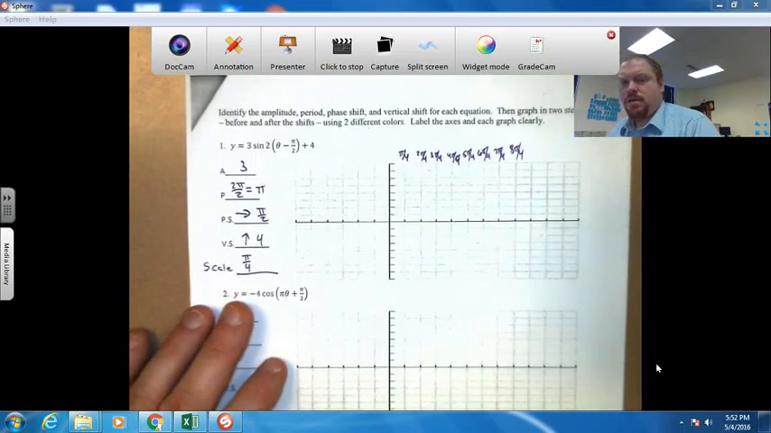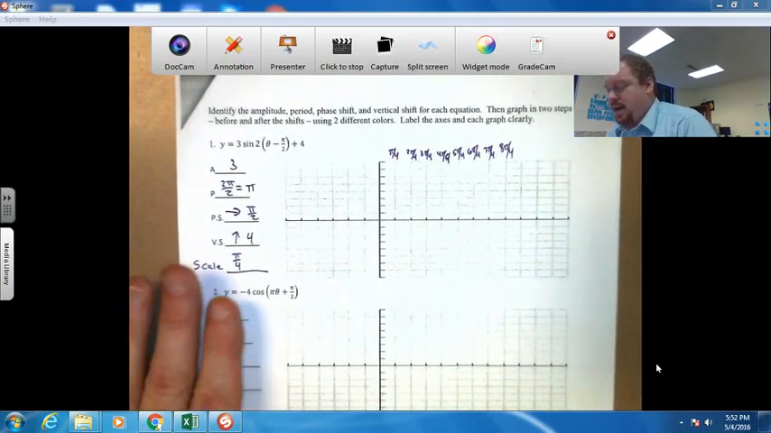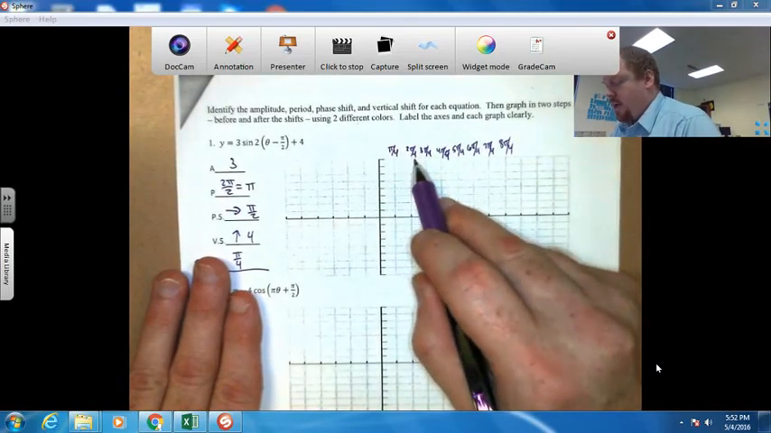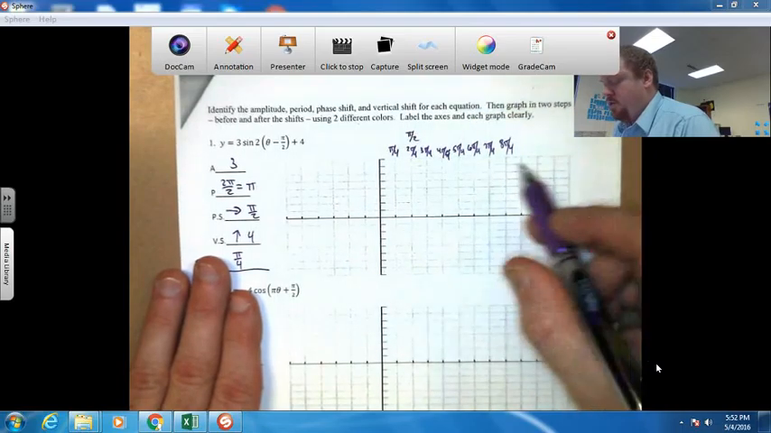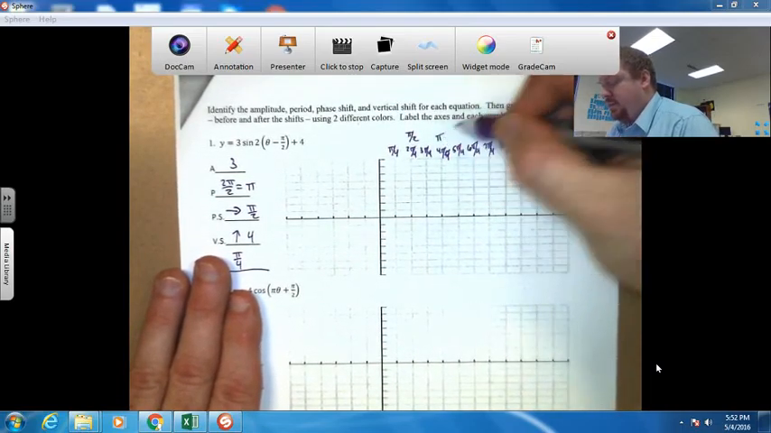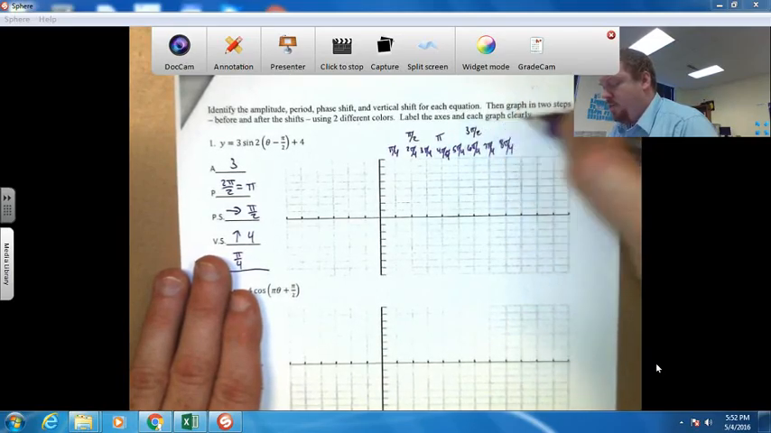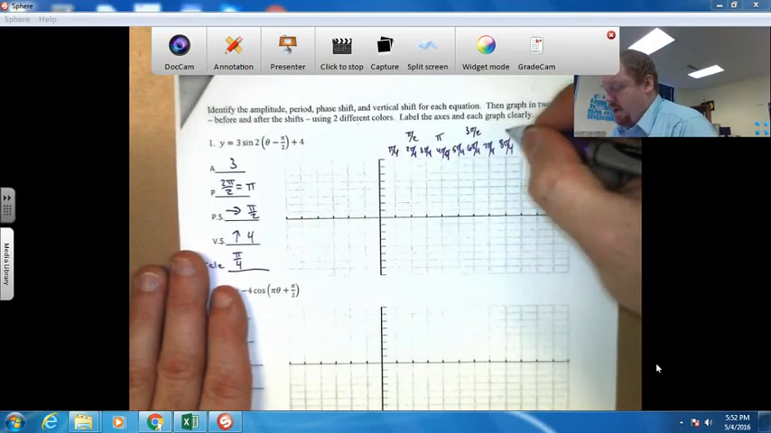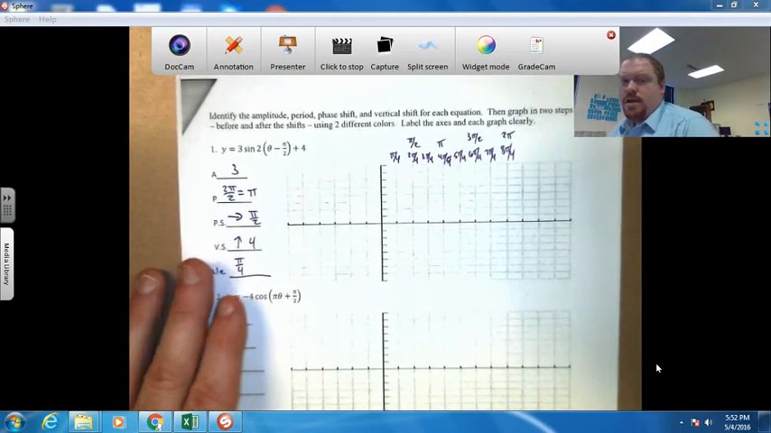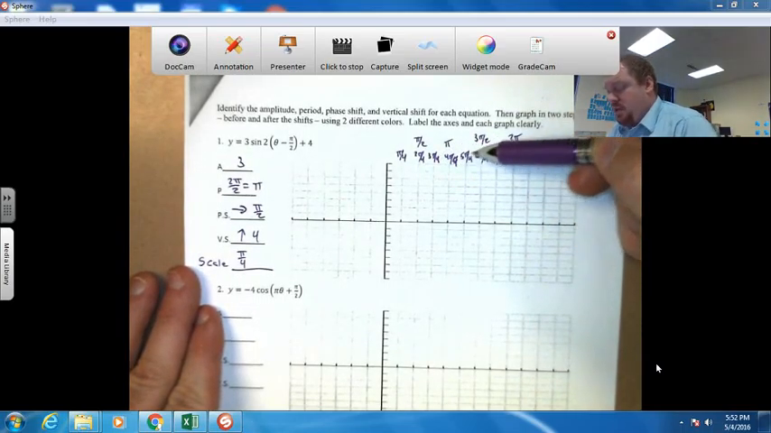Now, some of you may be thinking, well, hey, I can reduce those, can I? And sure you can. 2 pi over 4 is the same thing as pi over 2. 4 pi over 4 is the same thing as pi. 6 pi over 4 is the same thing as 3 pi over 2. 8 pi over 4 is the same thing as 2 pi. I just find that going by individual units makes things easier.